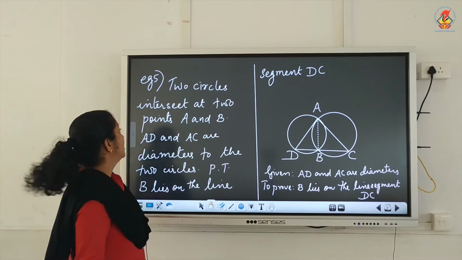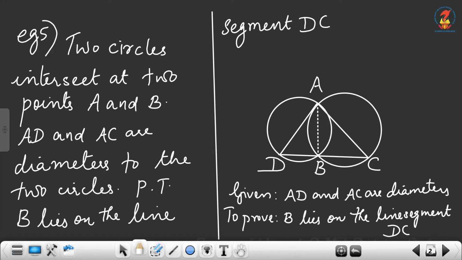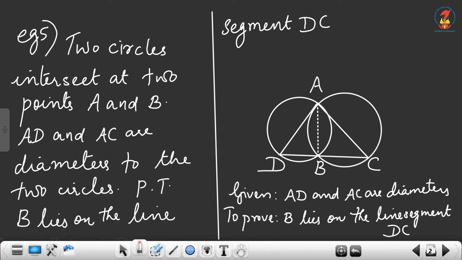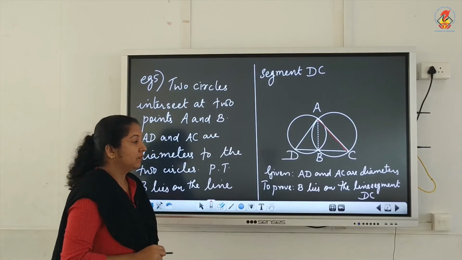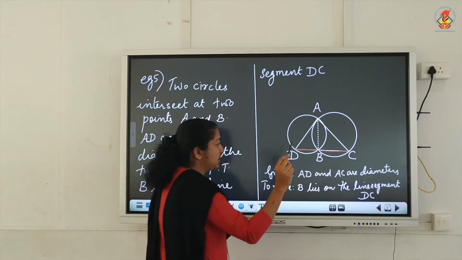Example 5. Two circles intersect at 2 points A and B. AD and AC are diameters to the two circles. Prove that D lies on the line segment BC. What is given here is AD is the diameter of the circle and AC is the diameter of the circle. And what we have to prove is D lies on BC.